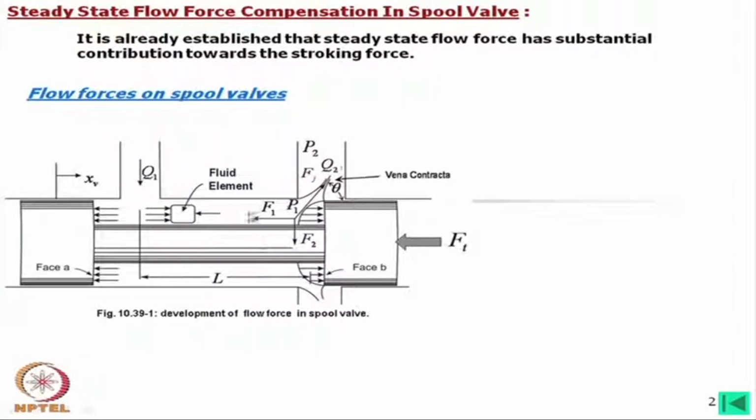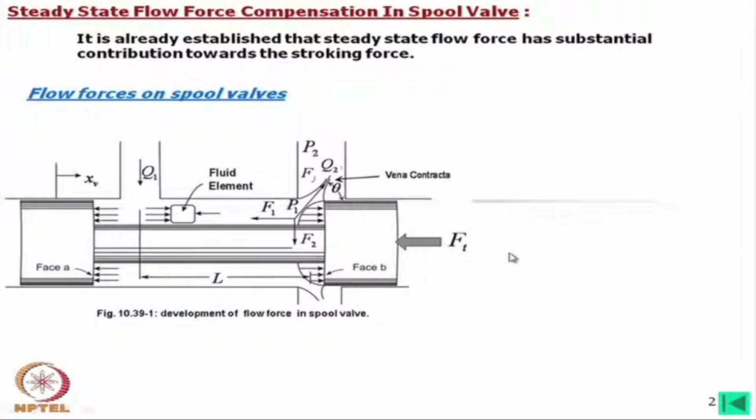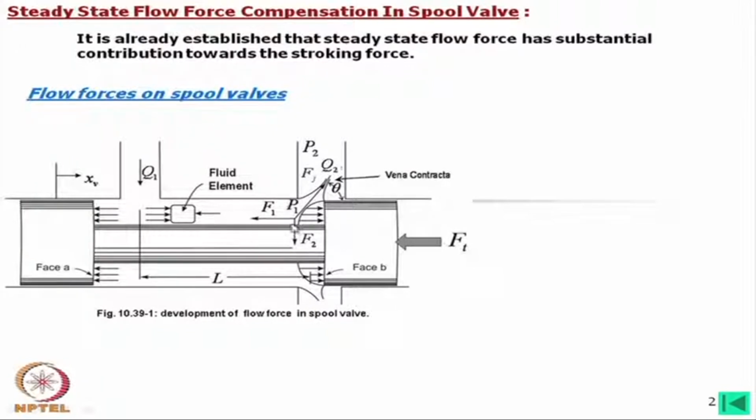So, if we can reduce this force, definitely then control of this spool will be easier, because we have to drive this spool with some force, with some actuator. That actuator, if it is a hydraulic actuator, then there is less problem, but if it is solenoid drive, that means electrical drive, in that case to generate that force and control of that is difficult. So, better to reduce this force if we cannot eliminate.